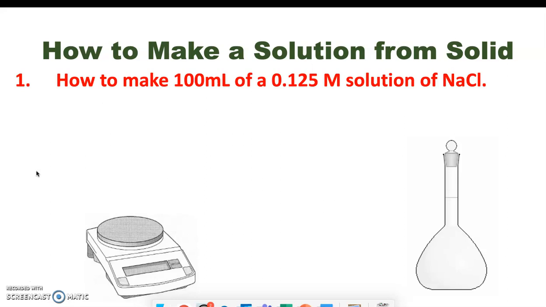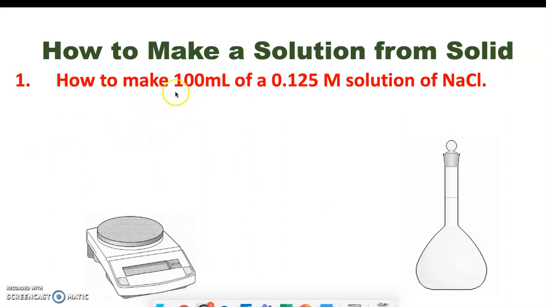So this is a more practical video so that when you go into lab, I say make this solution, you do the calculations, and then you know how to do the next step. The last video showed you the calculations. This is the next step of how to actually go into lab and finish the job.